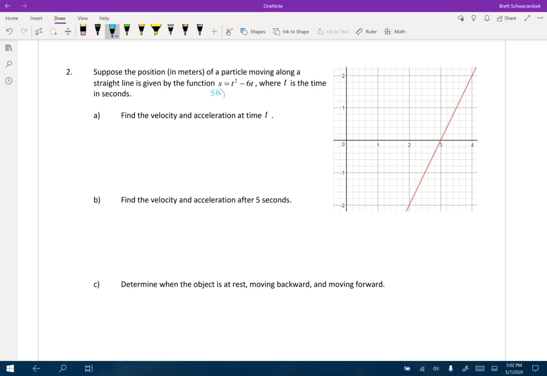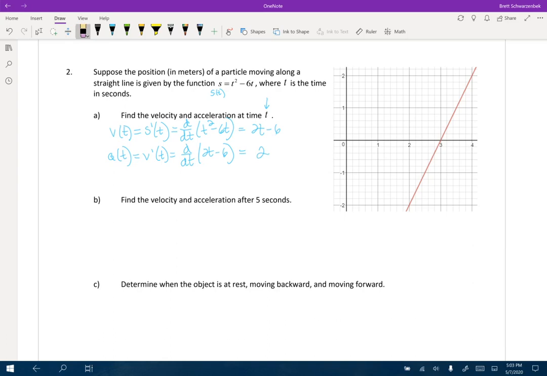When they say at time t, that means you're giving the function. You're not giving a number answer, you're just finding the function. Again, the velocity is equal to the derivative of position. So I need to find the derivative with respect to t of t squared minus 6t. That is 2t minus 6, which is our velocity function. The acceleration is equal to the derivative of the velocity. So I'm taking the derivative with respect to time of 2t minus 6. That's going to be, interestingly enough, just the constant 2.